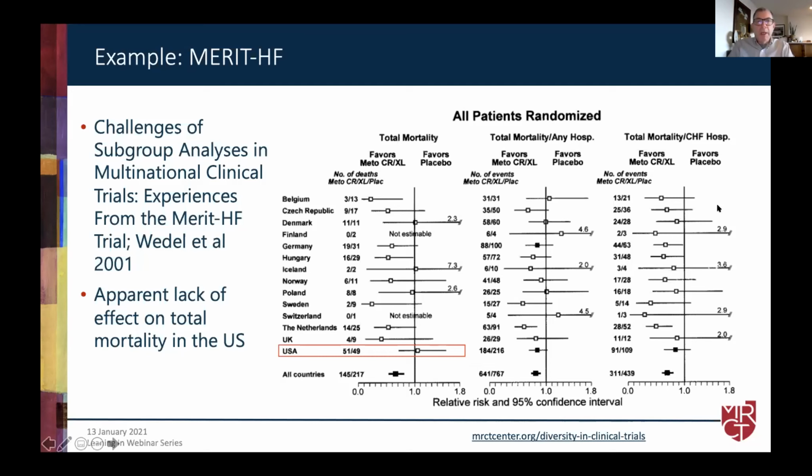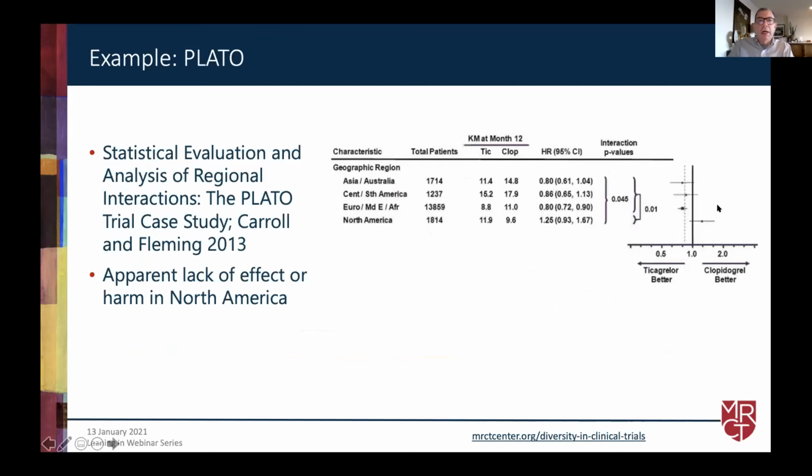The next example is the Plato trial, somewhat more recent, but also one that got a lot of attention. This was a comparison of two antiplatelet treatments. Ticagrelor was being compared with the standard treatment clopidogrel. And again, I probably should have come up with examples that didn't all involve region, but in this case, it was also a regional difference that was observed, where again, the results in North America, primarily the United States, were quite different than the results in other regions of the world.